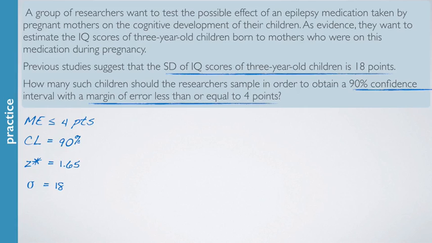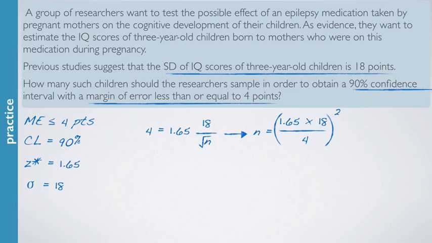Sigma is 18. So what we need to do next is plug everything that we know into the equation for the margin of error and solve for n, the sample size that we need to make this margin of error happen. That's 4 for the margin of error equals 1.65, the critical value, times the standard error, that's 18 divided by square root of n. We can move n to the other side of the equation, so swap n and 4 and square both sides, and we could write out the equation one more time as 1.65 times 18 divided by 4, square everything up. This gives us 55.13 as the result.